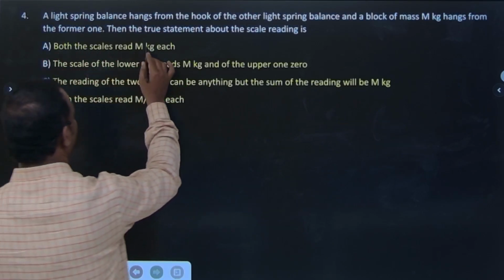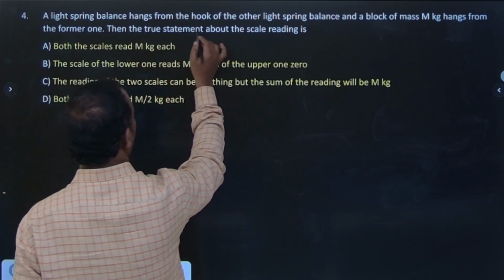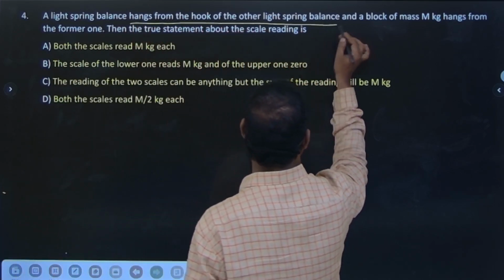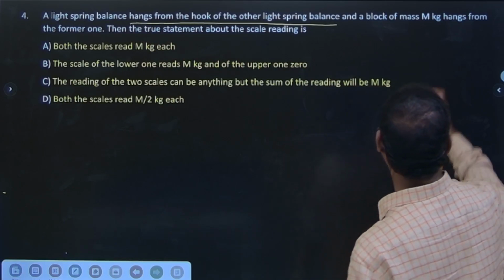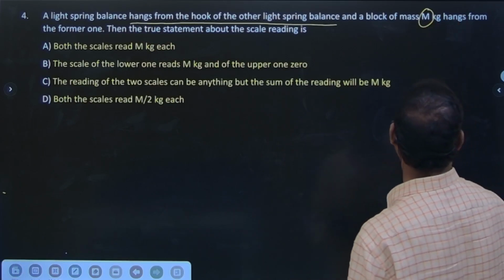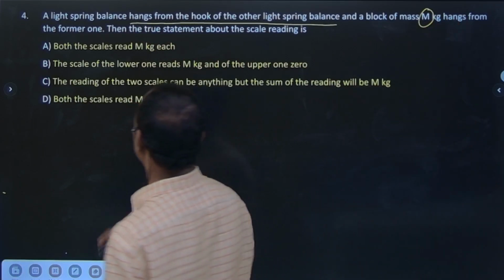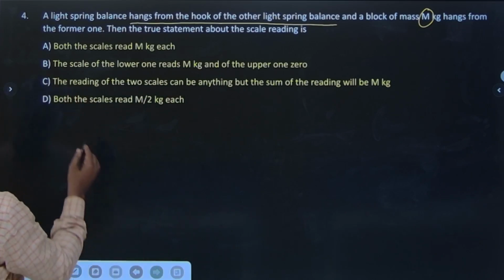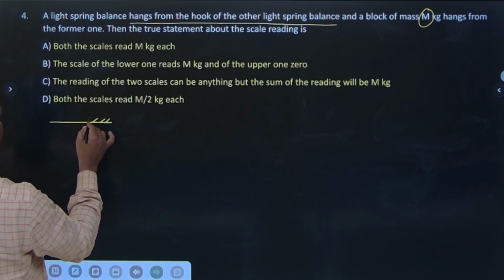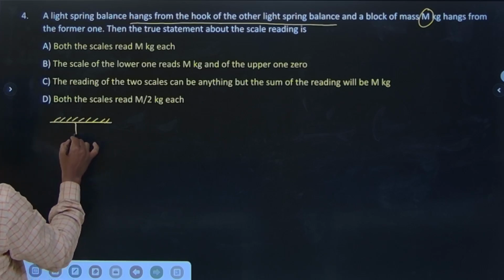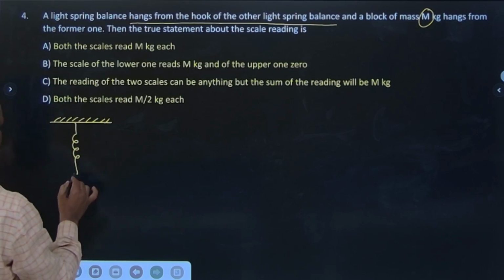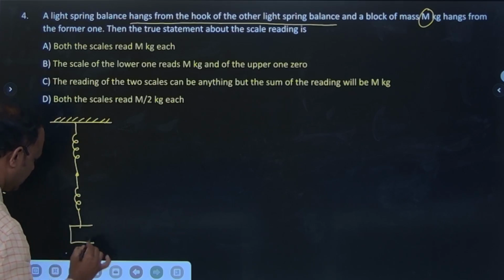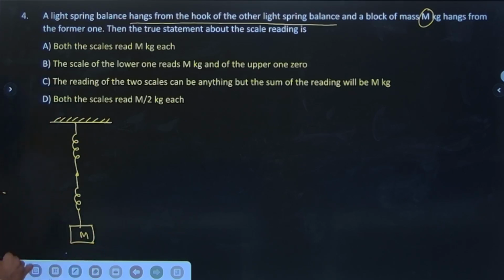A light spring balance hangs from the hook of another light spring balance, and a block of mass M kg hangs from the former one. Then the true statement about the scale is what? This is the first spring balance, this is the next one, and here the mass M is connected.